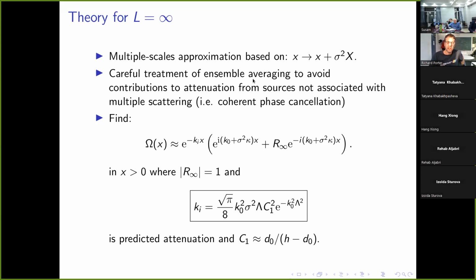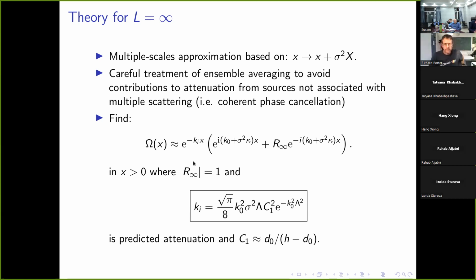At the end of the day, you can show via this process that the wave field attenuates with an attenuation constant Ki. This is the thing that we're after. Okay, there's some reflection and there's no transmission. Everything is reflected back. This is a conservative process. There's no physical damping. So if things are attenuated in the field, everything must be sent back.